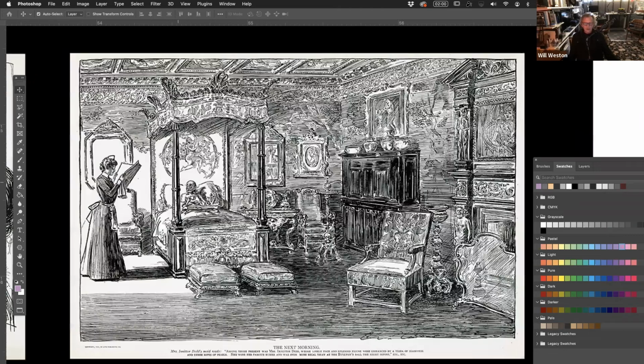And let's take a look at these pictures. Let's see. I have to find my cursor. Okay, there we go.